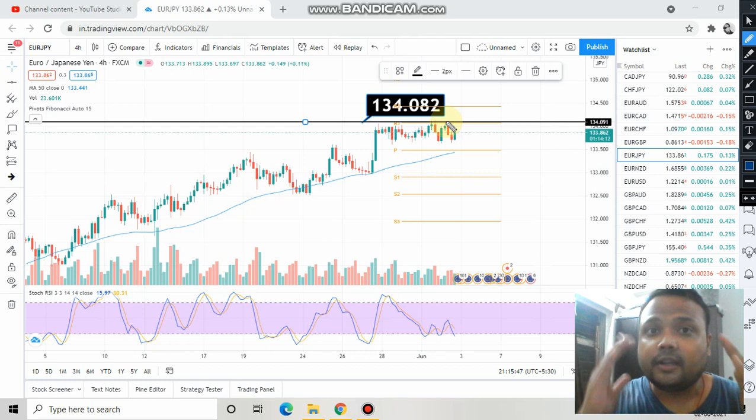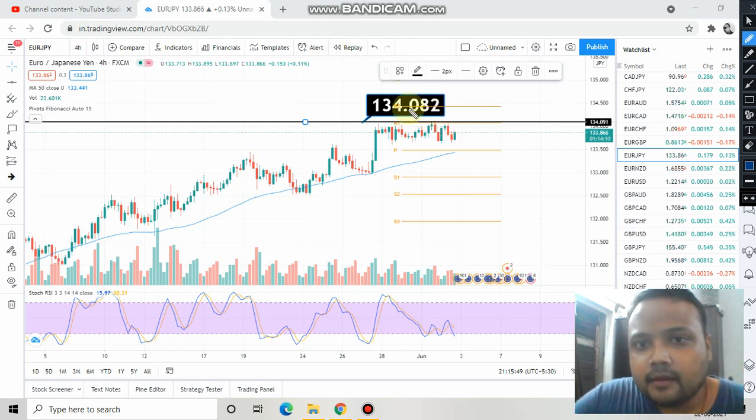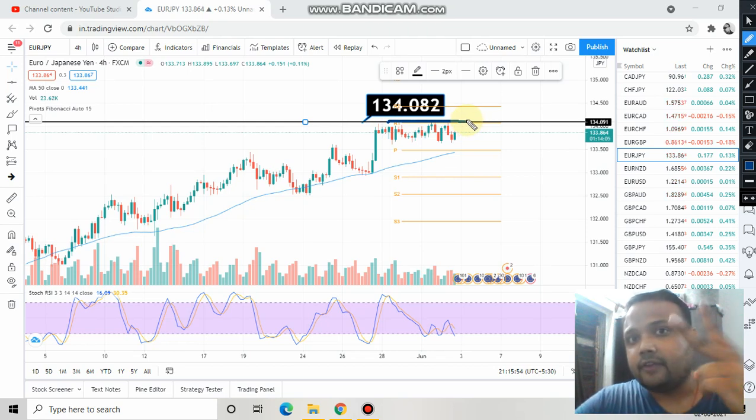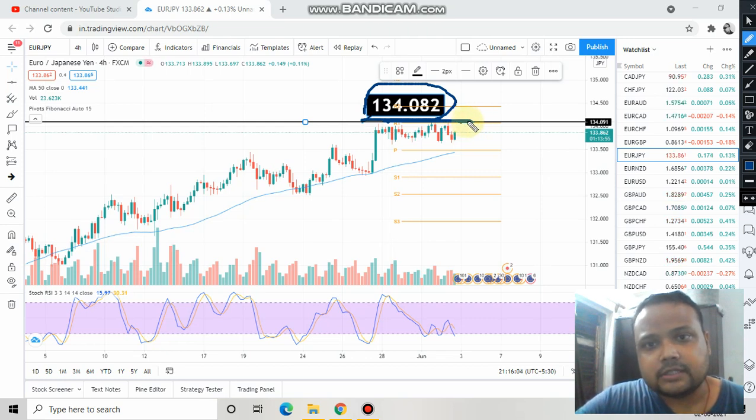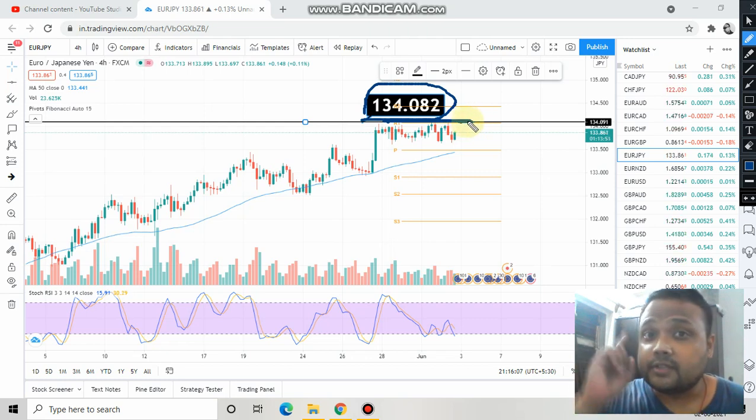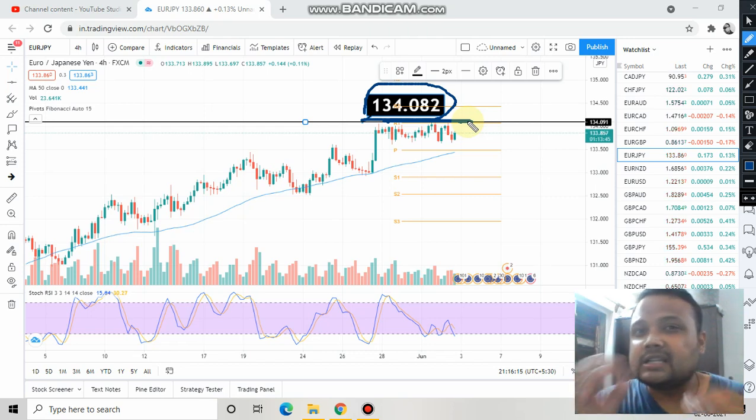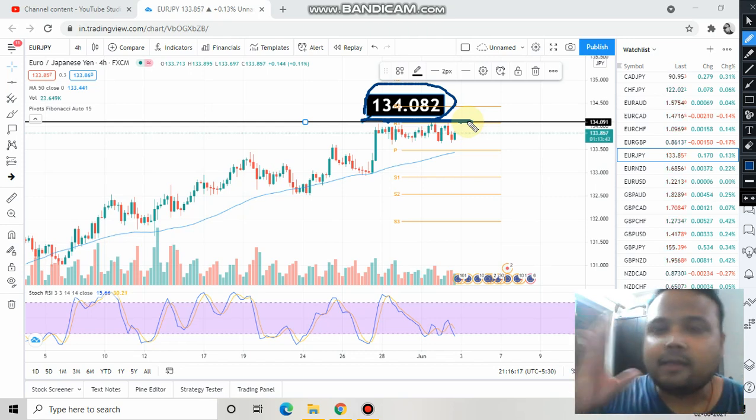That fact we cannot deny. So therefore we will have to wait for the market to cross this level, and this is your second trading opportunity. We will have to wait for the market to cross this level, 134.08 level. When market will cross this level, your duty is to observe the price. Observe the market for 4 to 6 hours. Try to read the chart, try to understand the market emotion.